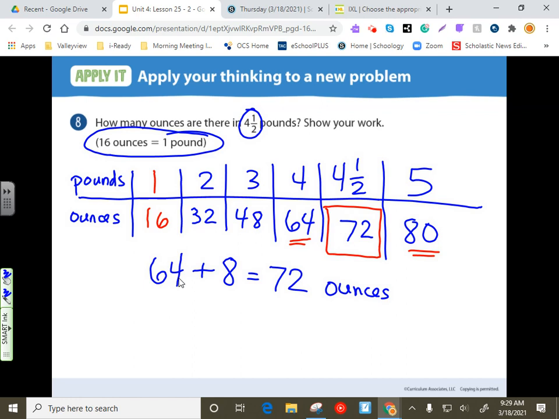Again, showing how a quick conversion table could sometimes make these easier. You probably could have done it where you just did 4 times 16 and got your 64 and then added your 8. Sure, you could have done that, but I also want kids to show that if you're truly stuck, a conversion table is the best way to go.